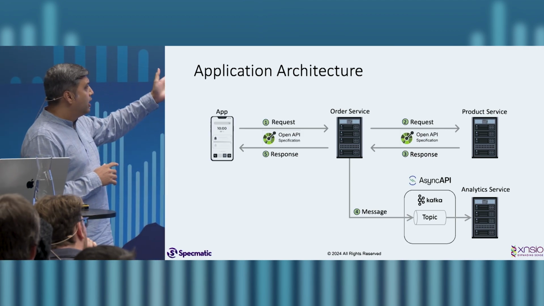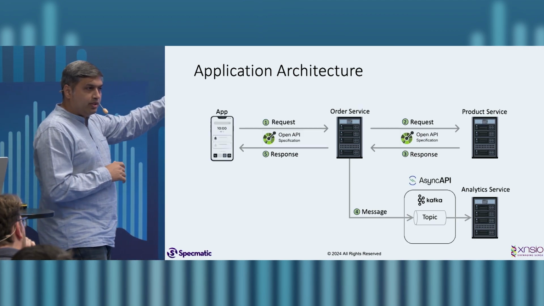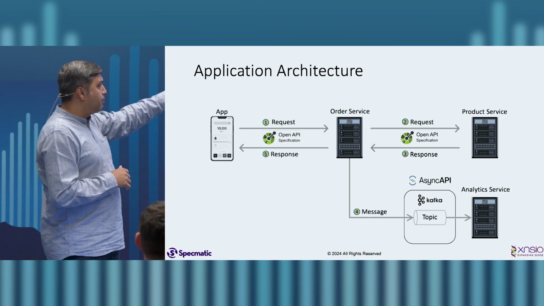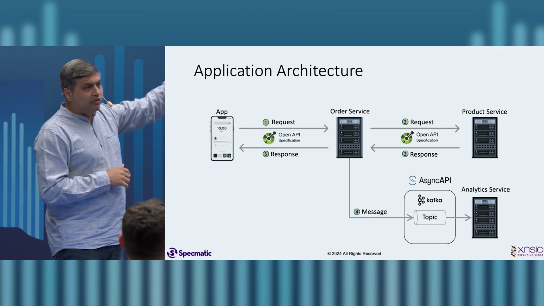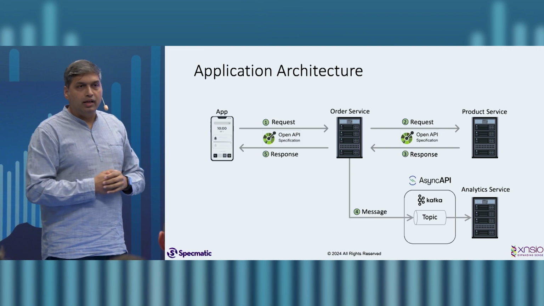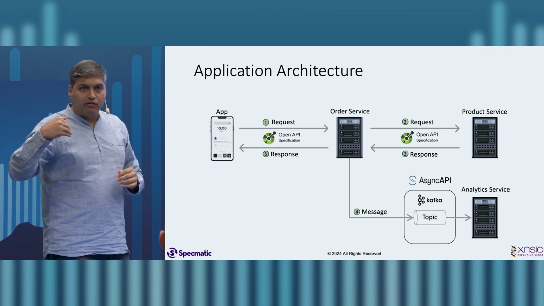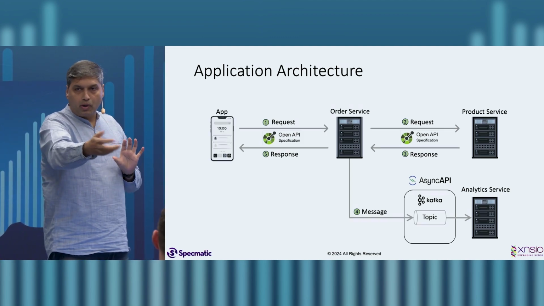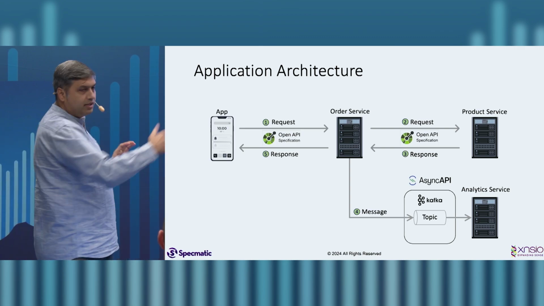So I have an app which talks to an order service. It places orders, and when you place an order, you don't provide all the details of the product. You are actually taking a product ID, for example, as part of the order, and then you look up the product details on another service.